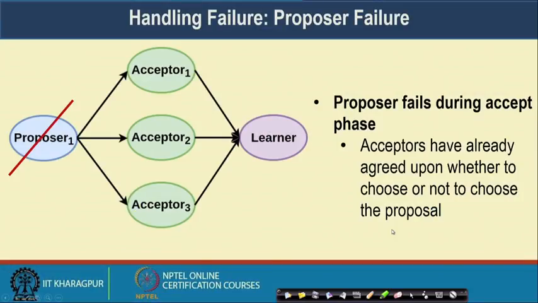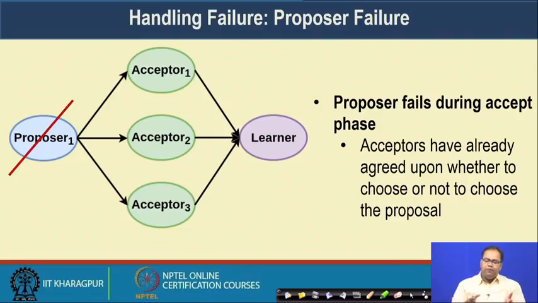Now, the proposer may also fail during the accept phase, but if the proposer fails during the accept phase, the acceptors have already agreed upon whether to choose or not to choose the proposal based on the majority vote. So, they have shared the majority vote among themselves, and from there they can find out whether the proposal has been accepted or not.